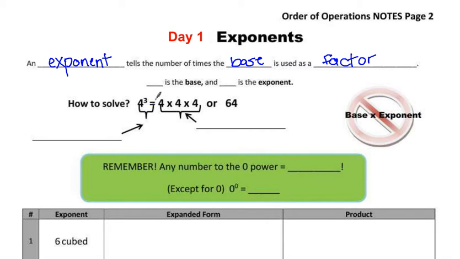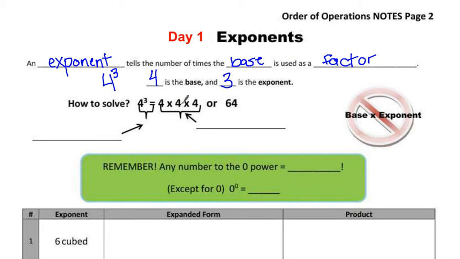And so if we look at this example here, and I'm going to rewrite it. The 4 is the base and the 3 is the exponent. Now the biggest mistake that students make is they say 4 times 3 is 12. That's bad. It is not the base times the exponent. It is the base multiplied as many times as the exponent says. So in this case, 4 to the 3rd power is 4 times 4 times 4. So we're multiplying 4 3 times.